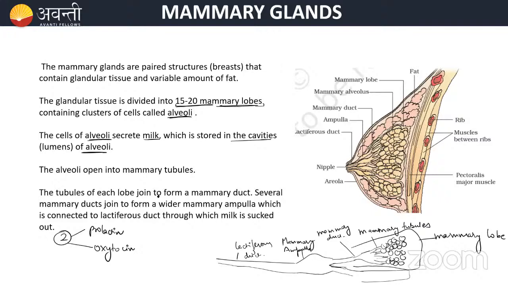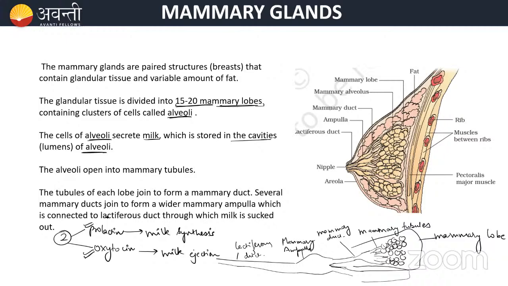Remember one very important point, like many people answer it wrongly. Remember this, that oxytocin is the one which is involved in milk ejection. And prolactin is the one which is involved in milk synthesis. Very important point. If you ever get a question that which hormone is involved in milk ejection, your answer should be oxytocin. And which hormone is involved in milk synthesis, your answer should be prolactin.